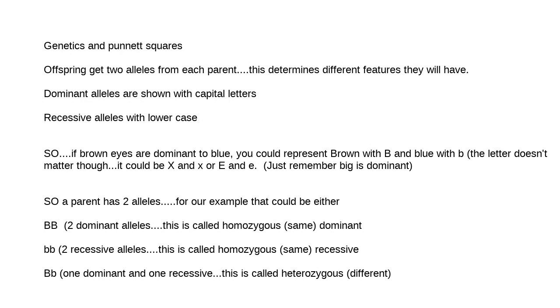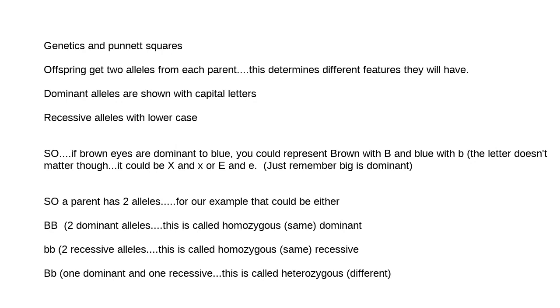So what we're talking about today for the science test is genetics and Punnett squares. The basic gist of it is that offspring get two alleles from each of their parents, and what those are determine what kind of features they have. Dominant alleles are shown with capital letters when we're working with Punnett squares and genetics, and recessive alleles are shown with lowercase letters. Dominant just means that if you have one of those alleles, you will have that feature because it overrides the recessive alleles.